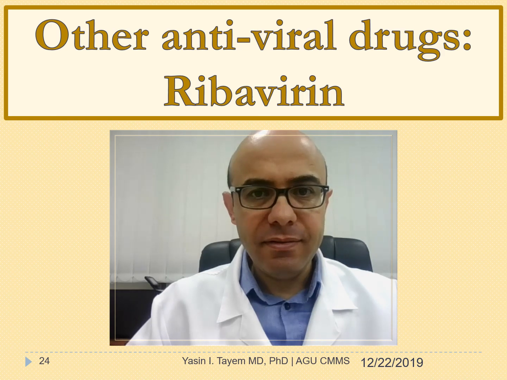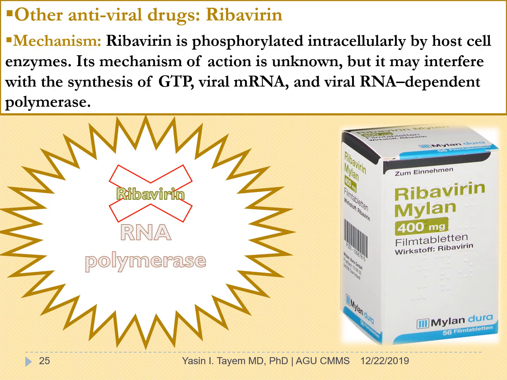Ribavirin. Ribavirin is phosphorylated intracellularly by host cell enzymes. Its mechanism of action is unknown, but it may interfere with the synthesis of GTP, viral messenger RNA, and viral RNA-dependent polymerase.